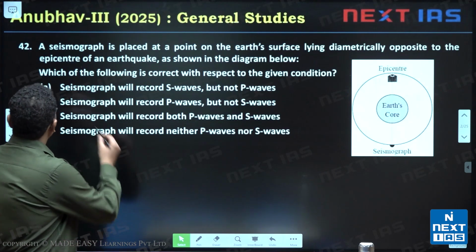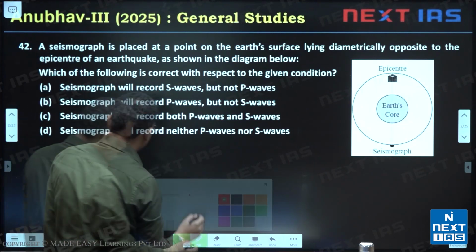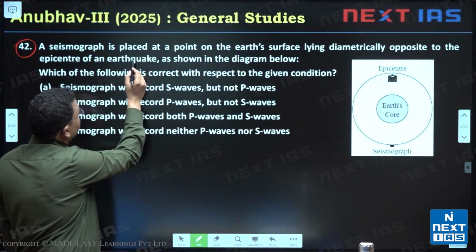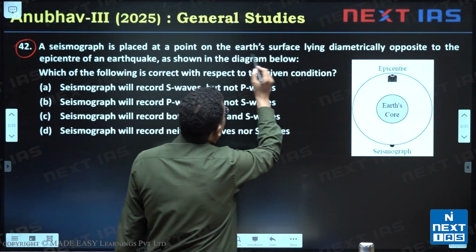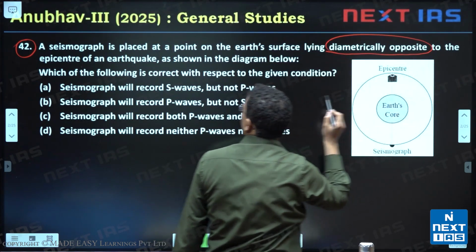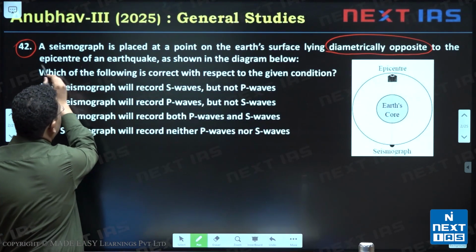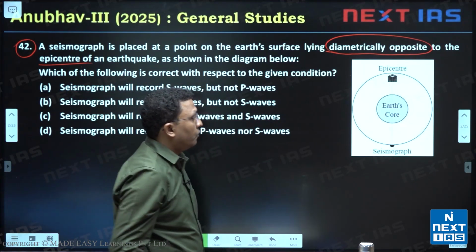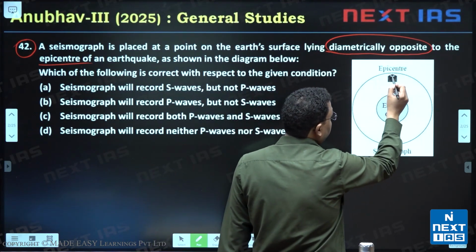The first question is question 42. It says a seismograph is placed at a point on the earth's surface lying diametrically opposite to the epicenter of an earthquake as shown in the diagram below, right? So basically an earthquake has occurred here, right?